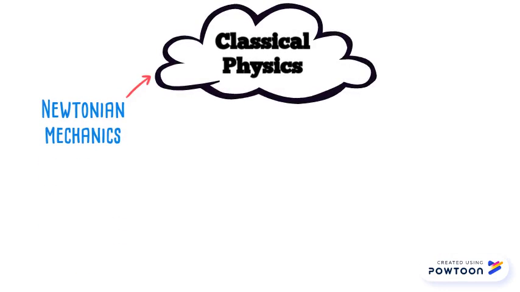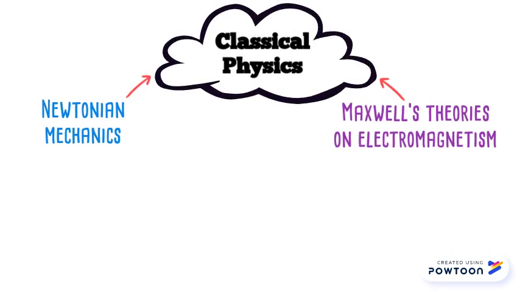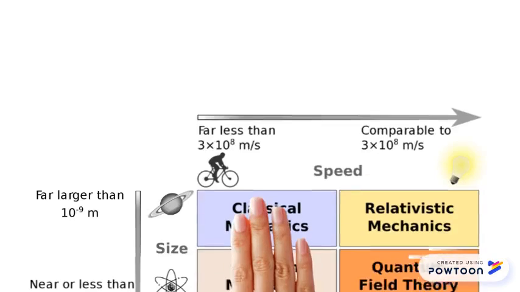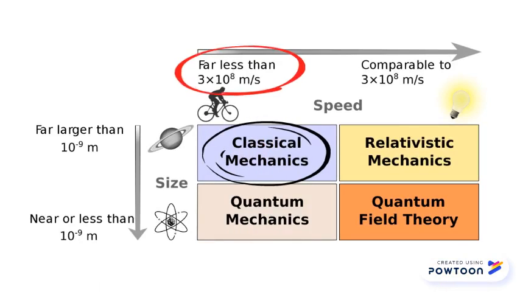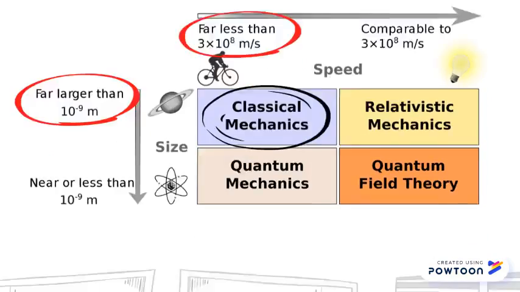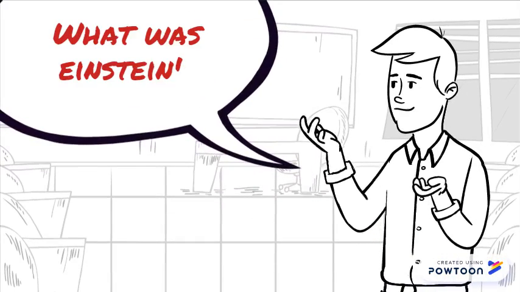The problem? Classical physics. Classical physics uses theories such as Newton's mechanics and Maxwell's theories on electromagnetism and applies them universally. And since the days of Newton versus Hooke, light, which can be thought of having zero mass, was believed to be only a wave and not a particle. This approach works fine for most things, but only for things travelling much slower than this and much bigger than that. So, what was Einstein's explanation?